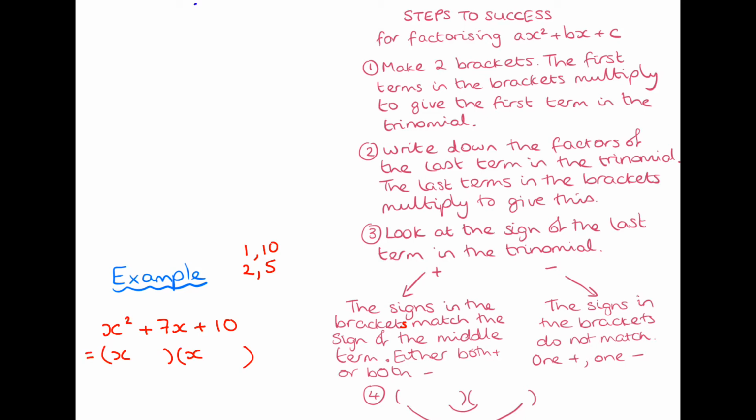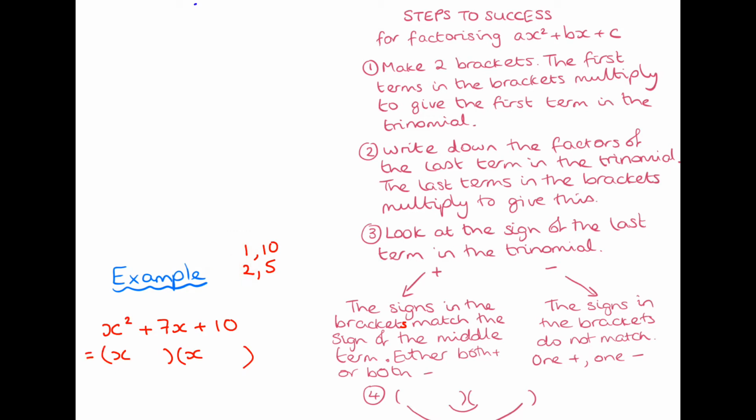Okay, so we've done that. So remember that the last terms in the brackets multiply to give this. So these two terms here multiply to give us that. So in the back of the brackets, we're either going to put the pair with 1 and 10, or we're going to put the pair 2 and 5.